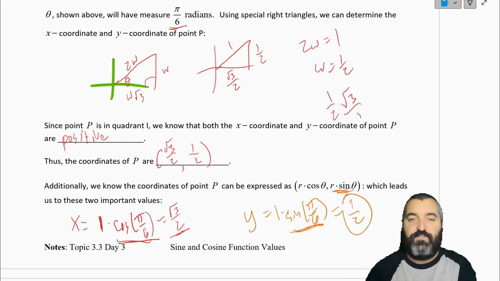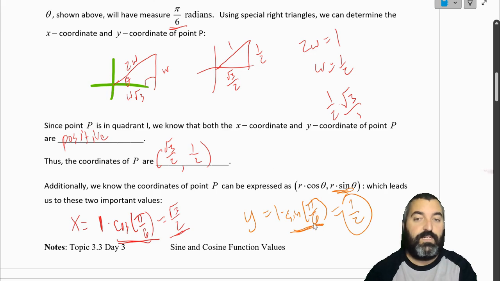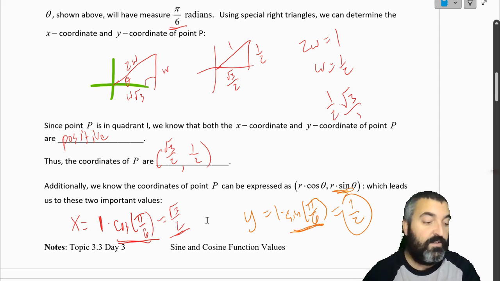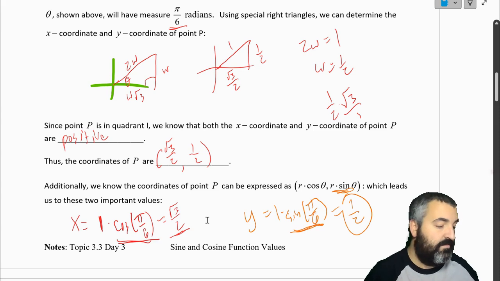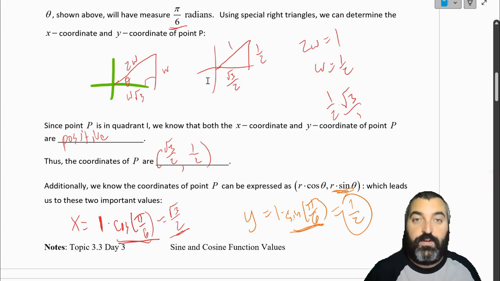And this is what I talked about a few videos ago, that you're going to be seeing a lot of these things over and over again. So you might have that sine of pi over 6 is 1/2 memorized by the end of this course. Cosine of pi over 6 is root 3 over 2. You might have that memorized by the end of this course. You will use it enough that you may naturally have it memorized. Okay, but if you don't, draw the triangle.